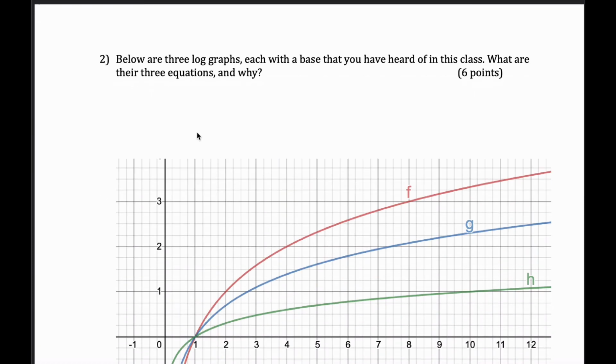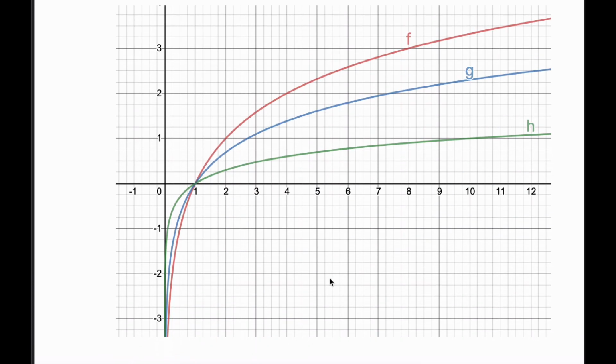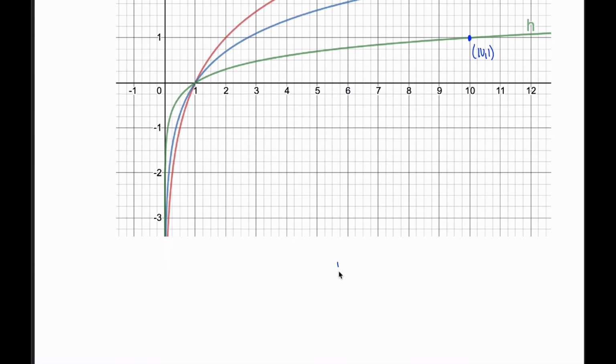The second question I hope was a little bit easier for you. I give you 3 log graphs, and all you got to do is figure out what are their 3 equations. And the trick for this is you can always figure out the base of the log if you figure out what x value corresponds with the y value of 1. So the fact that this graph h goes through the point (10, 1) tells me that h of x must be the log base 10 of x, or just log x.